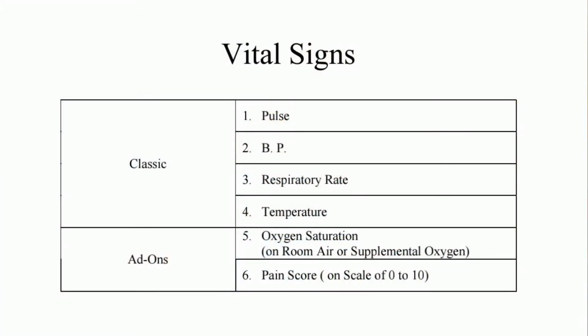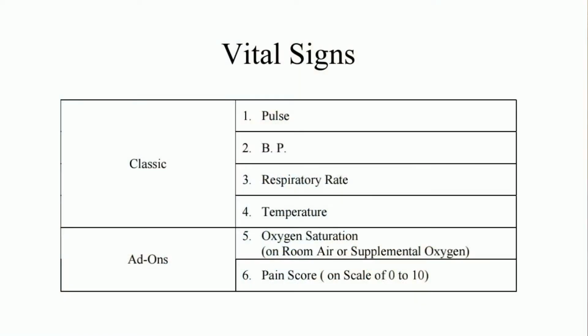Right? So we will go through each of these 7 components one by one, try to see what that means and how you get this information and how you write it down. So first of all, let's talk about vital signs. Now classically there are only 4 vital signs, as you know, that you record: pulse, blood pressure, respiration, that is respiratory rate, and the temperature of the patient.